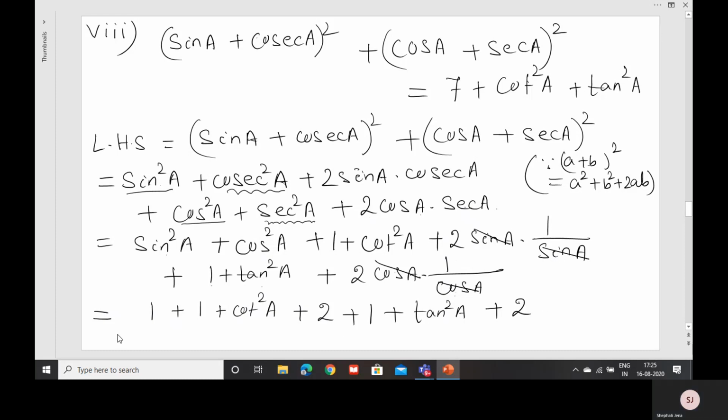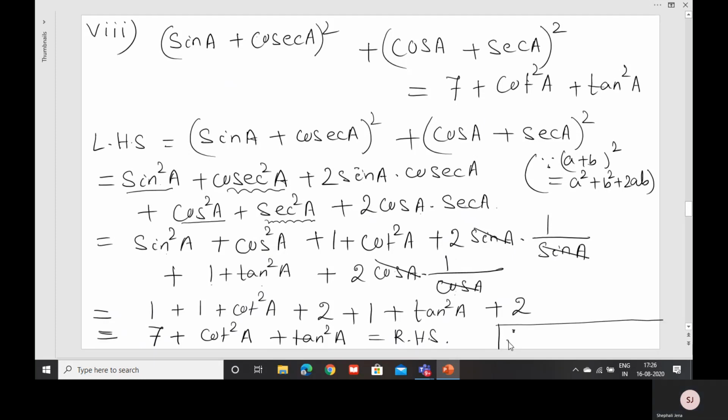This 2. Now in the last line we have to evaluate: 1 plus 1 is 2, 2 plus 2 is 4, 4 plus 1 is 5, 5 plus 2 is 7. 7 plus cot square A plus tan square A. Yes, now it is equal to RHS, because we started from LHS and now we have reached RHS. So therefore, in the last sentence we should write LHS is equal to RHS. Every proof we should write like this.